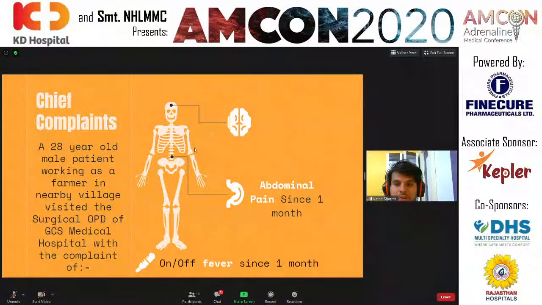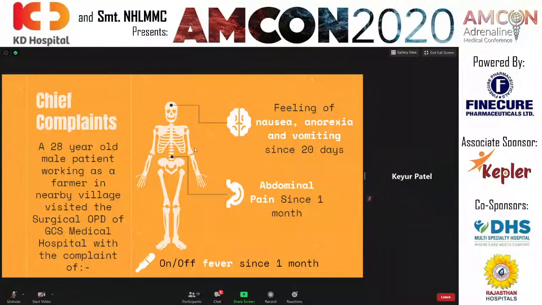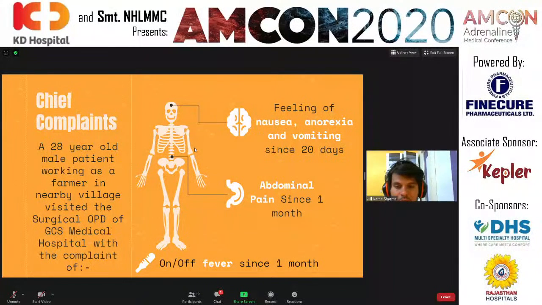The patient was a 28-year-old male who was working as a farmer in a nearby village, and he visited our surgical OPD with the complaint of abdominal pain since 1 month, on and off fever since 1 month, and feeling of nausea, anorexia, and vomiting since 20 days.